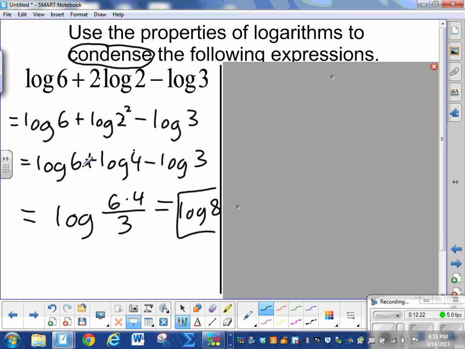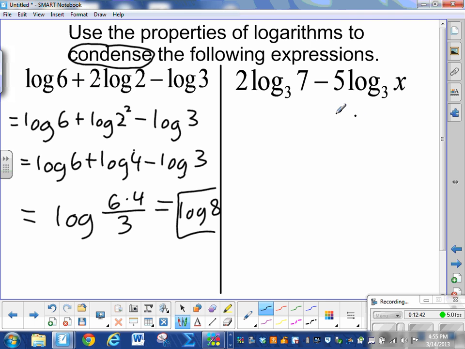Since there's addition here, that's going to be 6 times 4. The plus signs turn into multiplication, so 6 times 4. Subtraction signs are division, so we take that whole thing and divide it by 3. Then 6 times 4 is 24, divided by 3 is 8, so this whole thing turns into log 8. Okay, this is the part that we didn't get to in class.